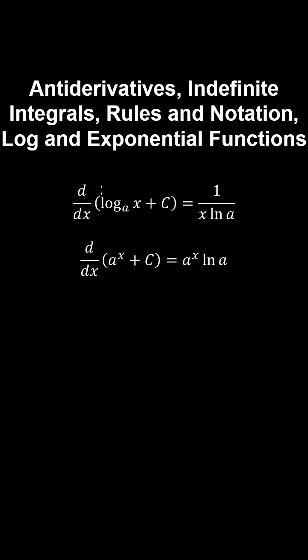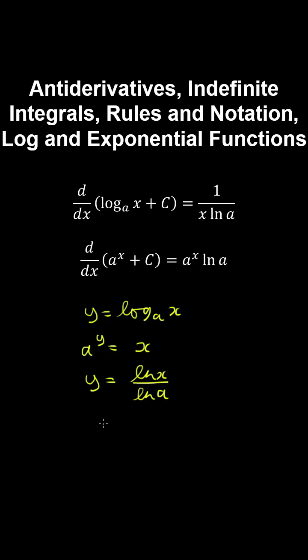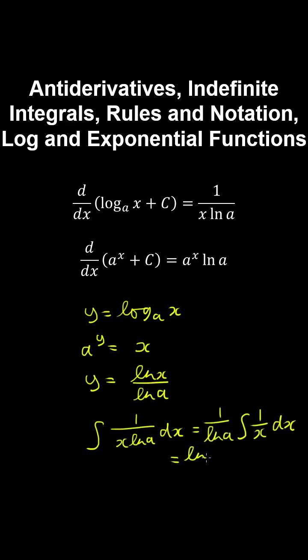We can also use the derivatives of logarithms and exponential functions to obtain the antiderivatives. So remember when y equals log base a of x, we took a to the power of both sides, and then we took the natural log of both sides and divided by the natural log of a. So if we wanted to integrate 1 over x by the natural log of a, then you can take the constant outside the integral. So this will give you the natural log of x on the natural log of a plus a constant of integration. And as we can see, that's equal to y, which is log base a of x. So effectively this expression is the same as this one over here.